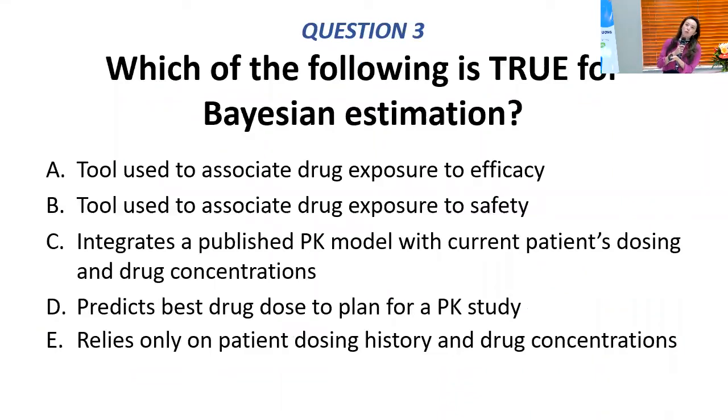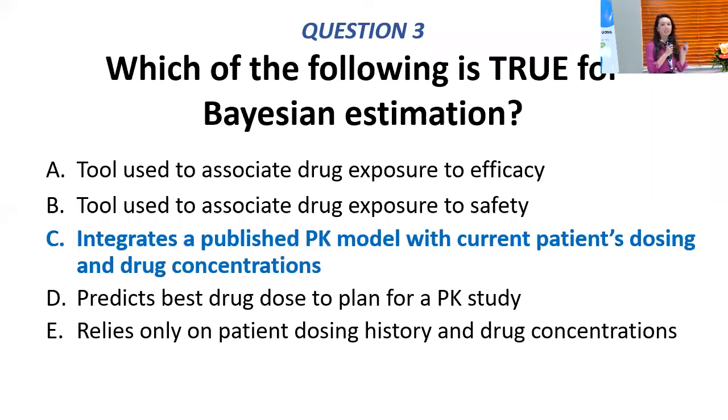Which of the following is true for Bayesian estimation? Is it a tool to associate drug exposure to efficacy, which is A, or to safety, which is B, or C, integrates a published PK model with current patient's dosing history as well as drug concentration, or D, predicts best dose to plan for a PK study, or E, relies on patient dosing history and drug concentration? In the interest of time, I'll give you the answer. It's definitely C. Bayesian is all about bringing in a published PK model and using some of that information to estimate your exposure. That's the key point with Bayesian.